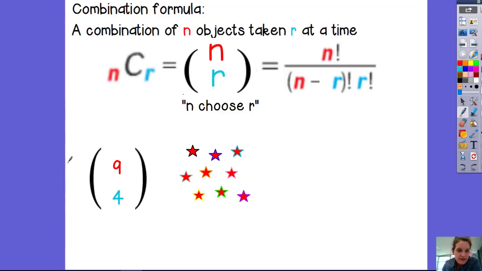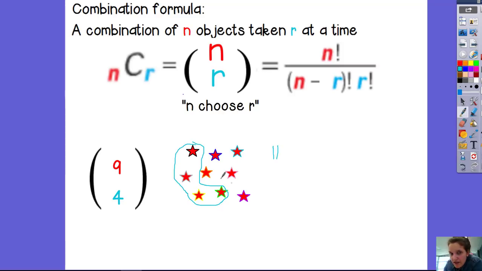So what this would mean, 9 choose 4. 9 is the total number of objects. So in this situation I have these 9 different stars. The 4 means I'm going to choose 4 of them at a time, and the formula is going to tell me how many different ways I can choose 4 stars. So like I could choose these 4 stars. That's one unique combination. I could choose these 4 stars. That's a second unique combination, and so on. I can take, of these 9 red stars, I can choose 4 of them at a time.